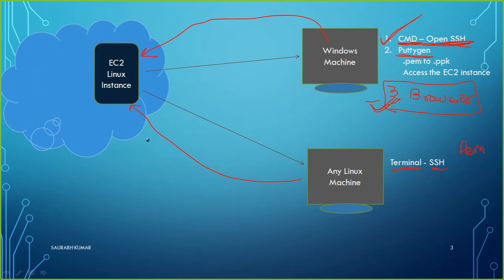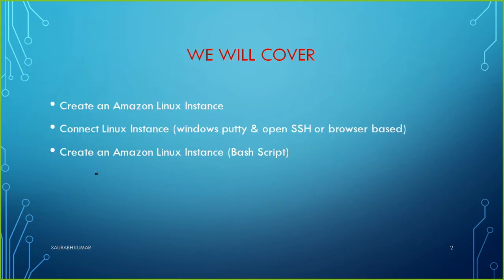So this way we have finished these two steps. We have learned how to create an Amazon Linux instance. We have learned how to connect to a Linux instance with multiple options: Windows PuTTY, OpenSSH, browser based and all. Now I am moving to the third practical of today's lesson, that is create an Amazon Linux instance, which we have already done here. There is no difference. The only difference I want to add here is with a bash script. This time I am going to perform exactly the same task the way I did here, but I will add some bash script this time.